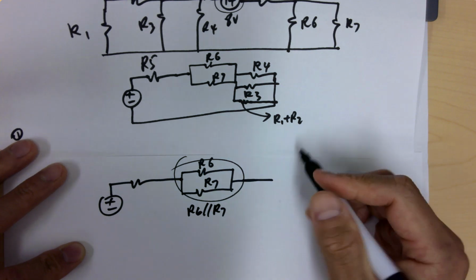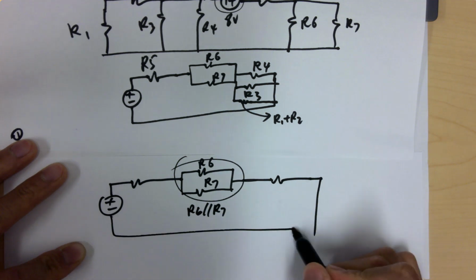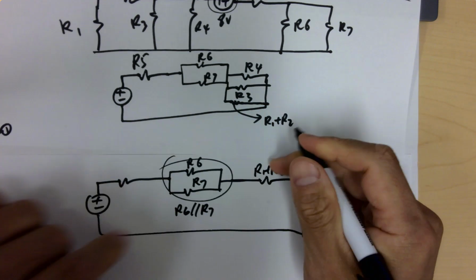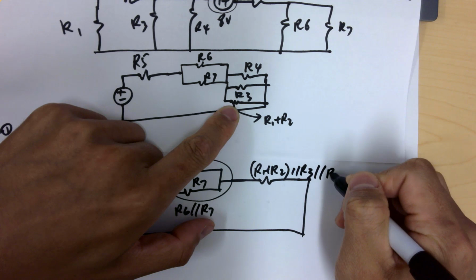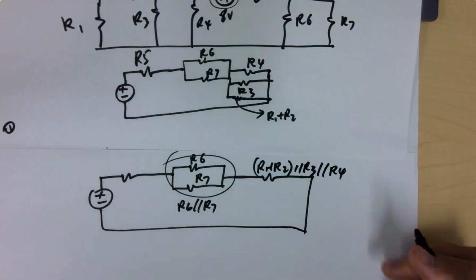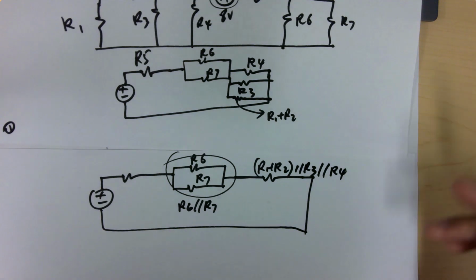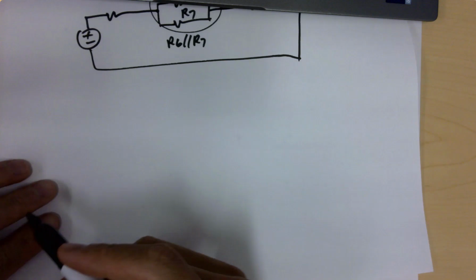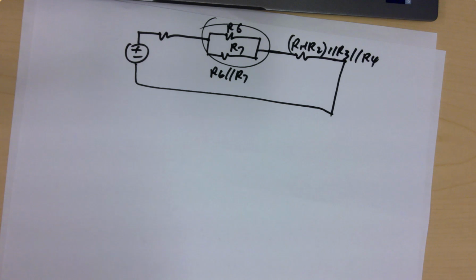And then this one is another equivalent resistor, which is R1 plus R2, in parallel with R3, in parallel with R4. Okay, so in that case, you'll be able to find all the voltages and currents and solve everything in the circuit. Right. Let's look at the next.